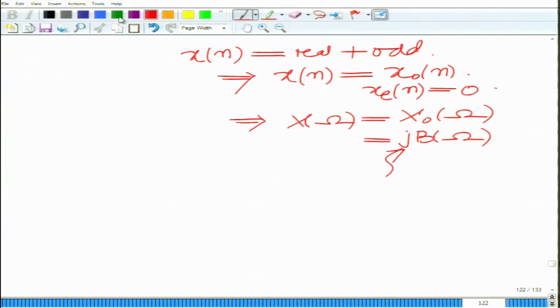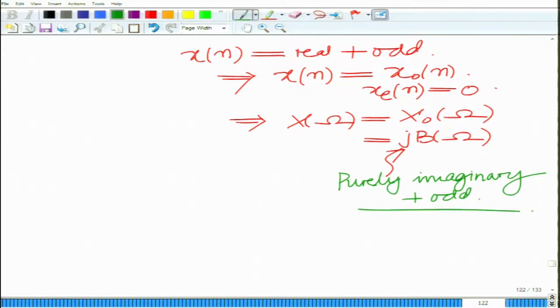Remember, b of omega is odd and this is a purely imaginary function. So, this is purely imaginary plus odd. So, if the signal is real and even, its DTFT is purely real and even. If x[n] is a real and odd signal, then its DTFT is purely imaginary and odd. Okay. So, this is the important thing to keep in mind.